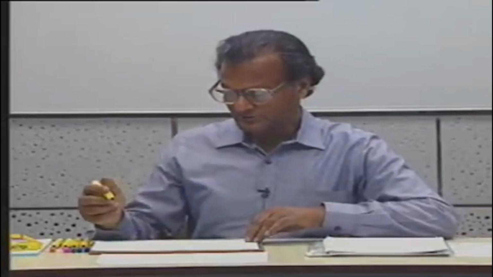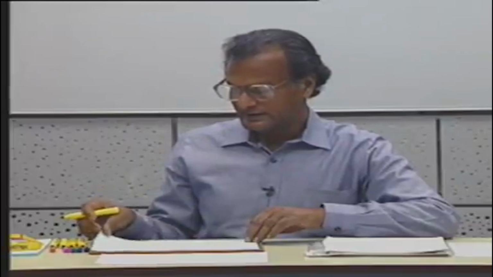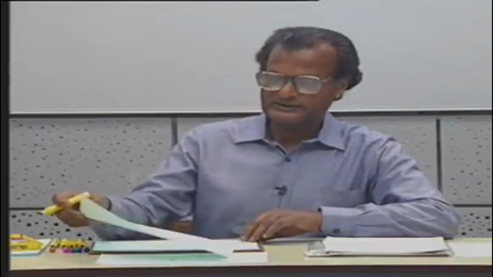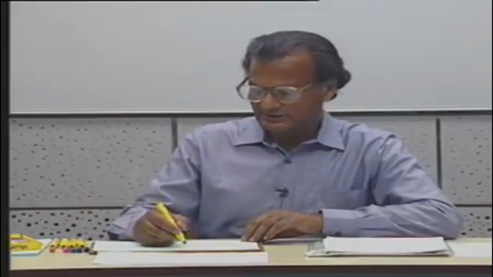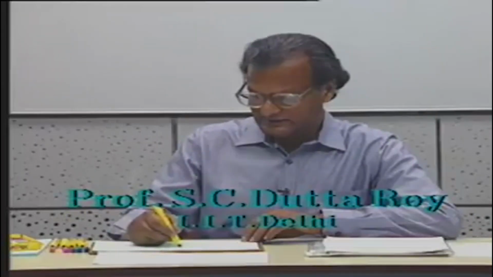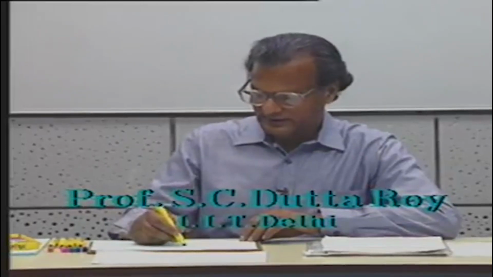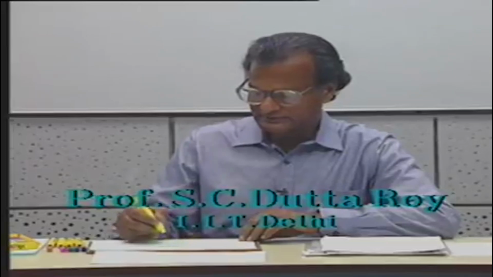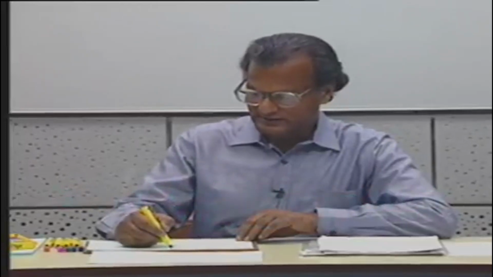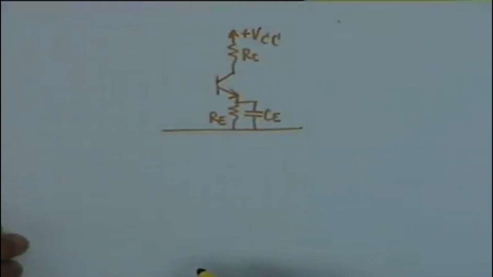35th lecture, and the topic is small signal amplifiers. As I had drawn last time, a typical BJT amplifier, a complete BJT amplifier looks like this. Let me draw it once at least. RE and CE, there is an RC, and this voltage is plus VCC.